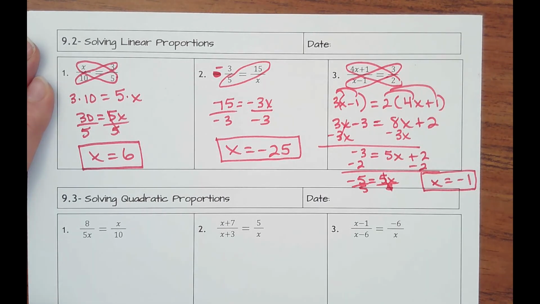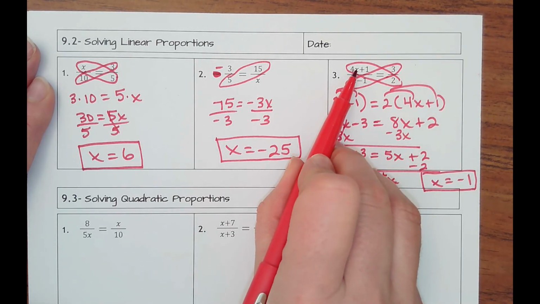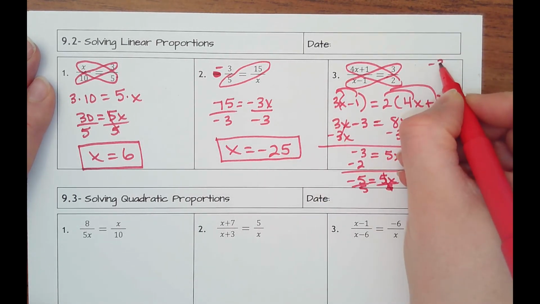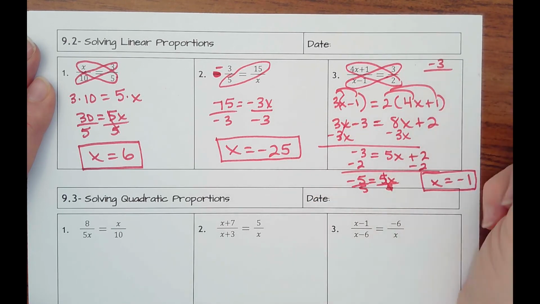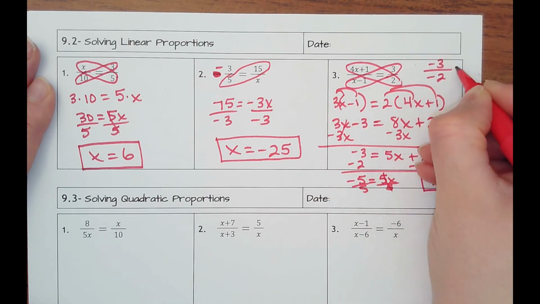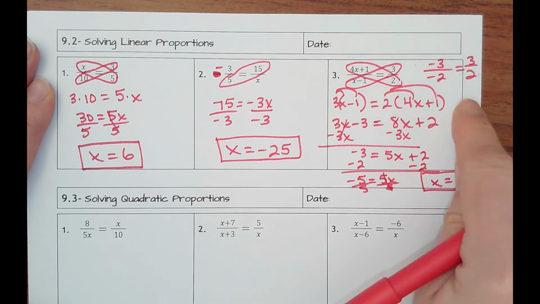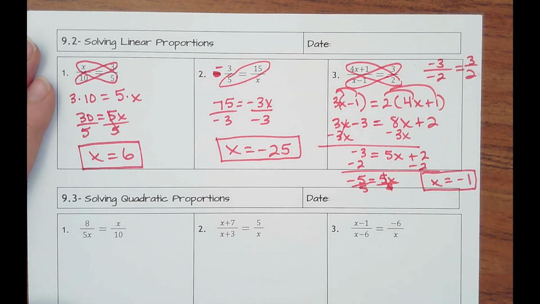And what happens if I plug that in? 4 times negative 1 is negative 4 plus 1 is negative 3. Negative 1 minus 1 is negative 2. That's a true statement because a negative divided by a negative would turn into a positive 3/2, and they do equal each other.